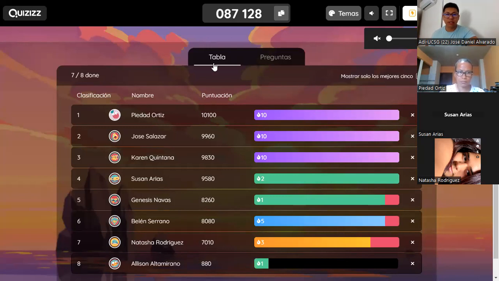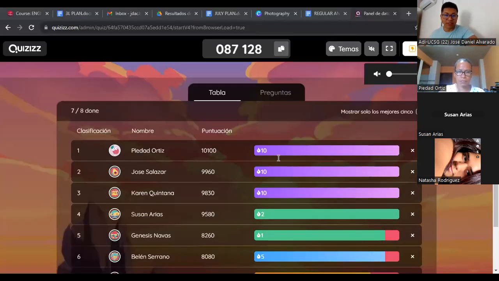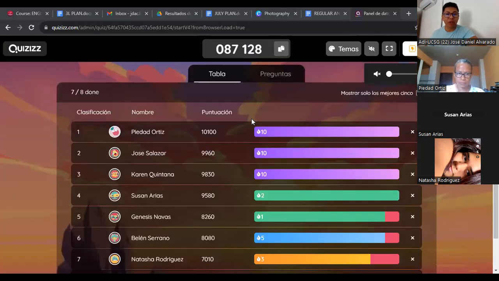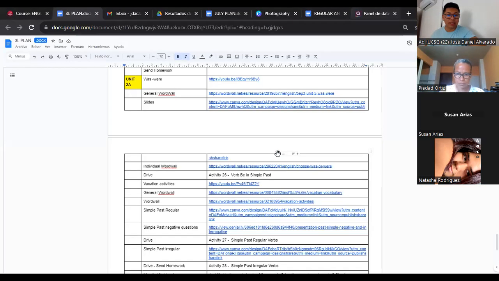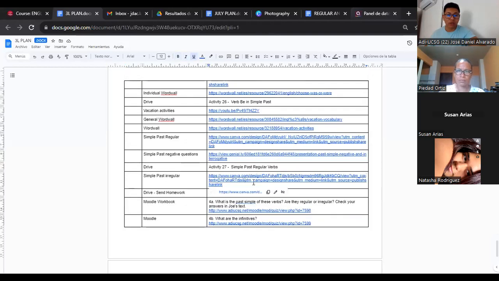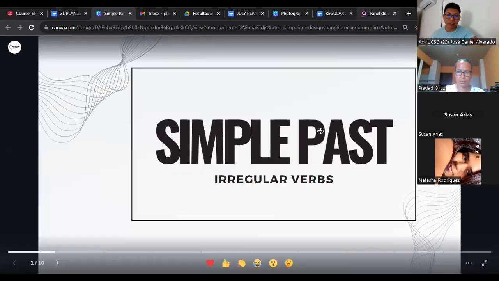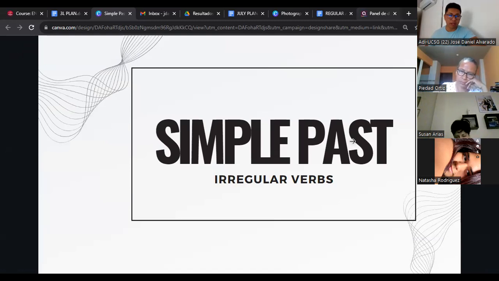Okay, so we're gonna wait a few minutes until Allison finishes the quizzes. Okay, guys, so with that, we are finishing the regular verbs, and we are going to take a look at irregular verbs. So yesterday, as I said, I sent you a slide in which you can find some of the most common irregular verbs in English. Okay, so remember that there are two groups. One group is regular, to which you add D or ED, and these are irregular, and these ones don't have a rule, they don't have a pattern, so we have to learn them by heart.